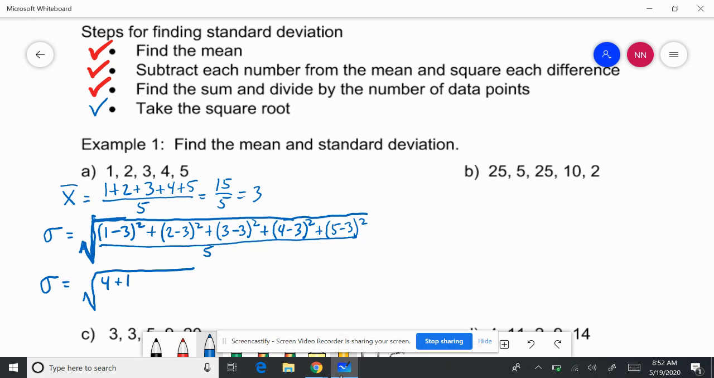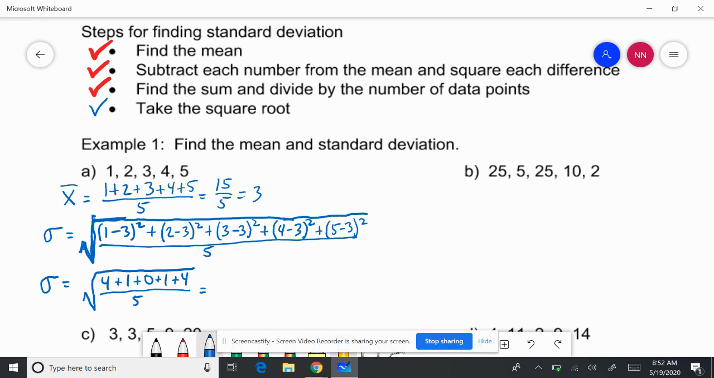3 minus 3 is 0. Squared is 0. 4 minus 3 is 1. Squared is 1. And 5 minus 3 is 2. 2 squared is 4. We're going to divide it by 5.